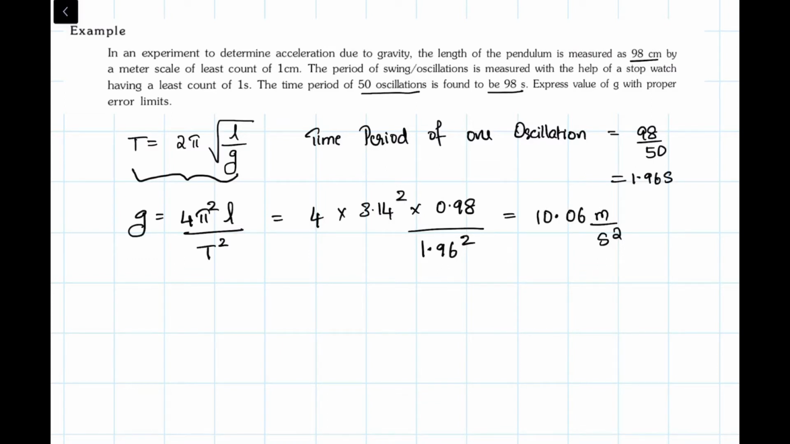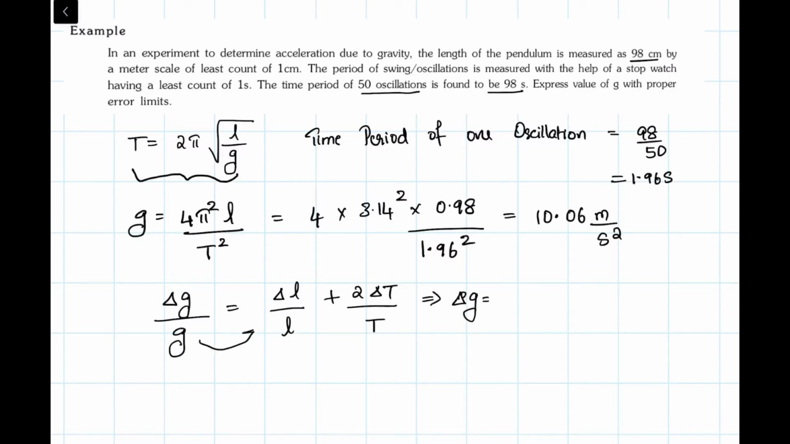Next step, we have to calculate with proper error limits, which means we have to find the error in acceleration due to gravity. What is the method? Delta G by G is equal to delta L by L plus 2 times delta T by T. A similar question you can find in the NCERT book. Okay, so once you substitute, delta G will be equal to G into, that means this G will go to the right hand side, that is 10 into what is delta L by L?